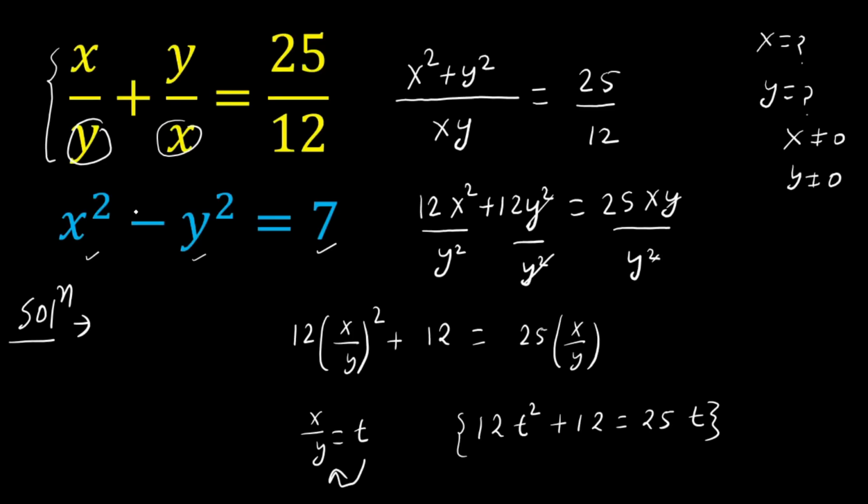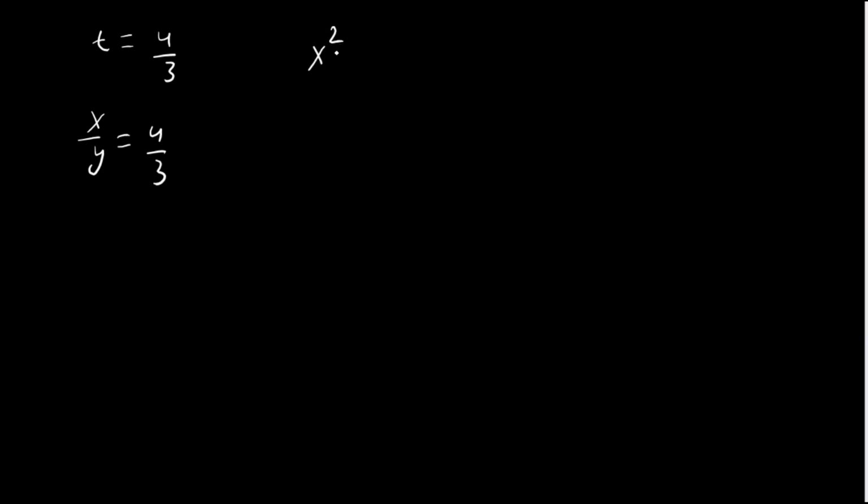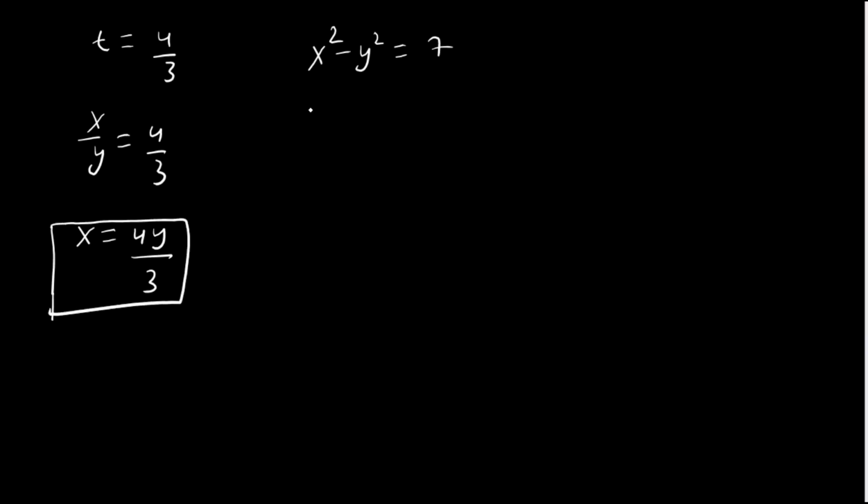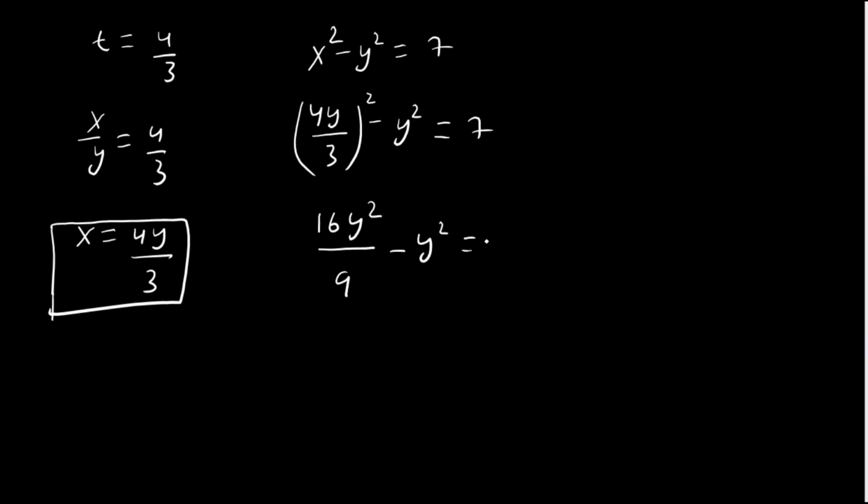And here the second equation is x square minus y square equals 7. Here the value of x is 4 times y over 3. So this value of x we substitute here, then 4 times y over 3 whole square minus y square is equal to 7. 4 times y square, that is 16 times y square over 3 square, that is 9, minus y square is equal to 7.